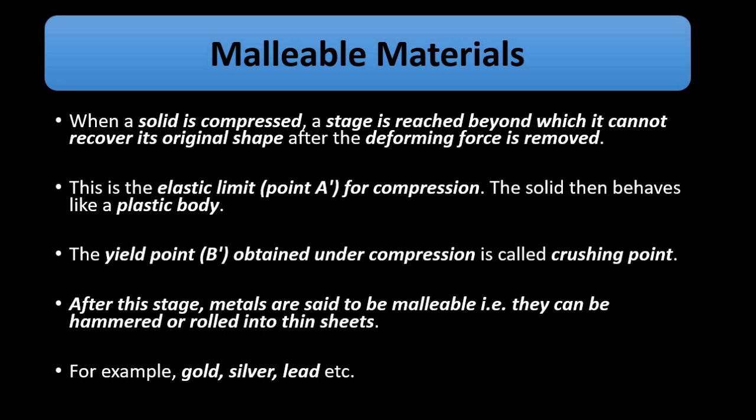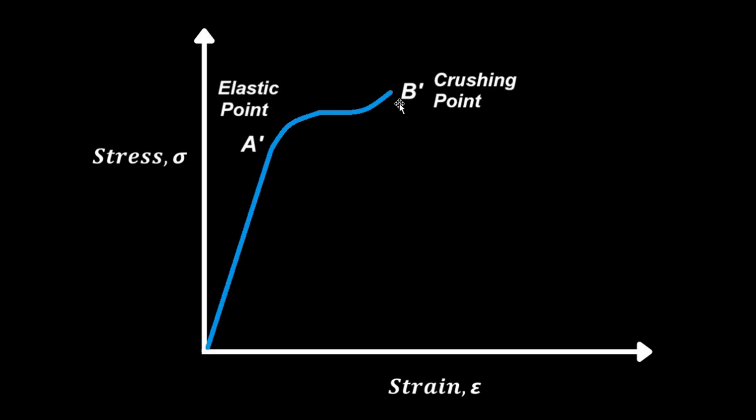When a solid, basically metals, is compressed, a stage is reached where it cannot recover its original shape, like the elastic limit. Beyond that it cannot recover back to its original shape. This is the elastic point of compression. Beyond this, the solid behaves like a plastic body. That point beyond which it cannot recover back to its original form is called the crushing point.